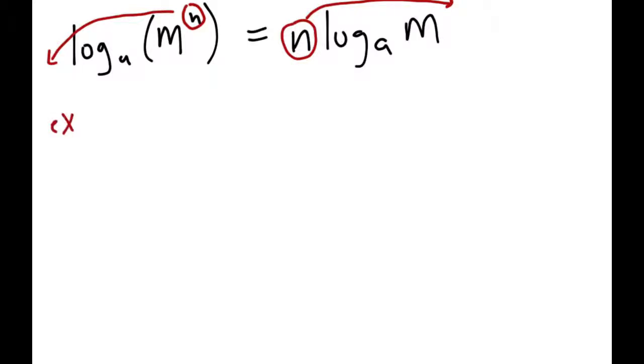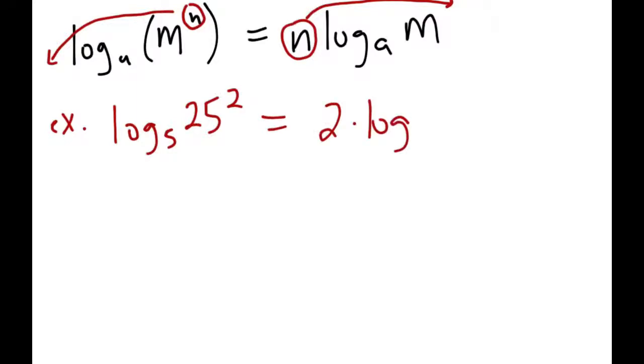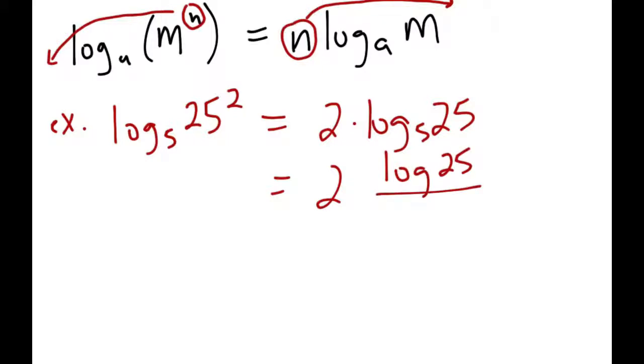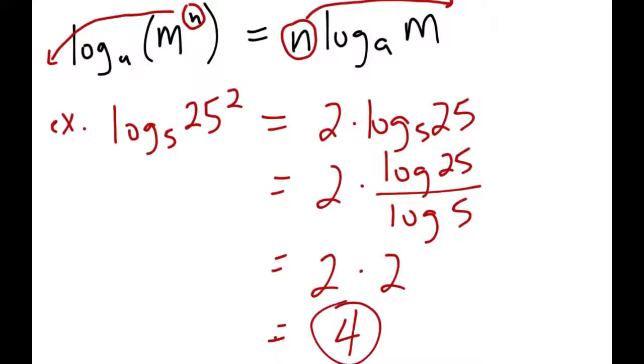So let's look at an example for this one, and you'll see how it works. It's very, very handy, and you're going to use this formula quite a bit. So log 5 of 25 squared, if that was the question, we can rewrite it as 2 times log 5 of 25. Then we can just solve the log part, so log 25 divided by log 5. If you do that on your calculator, log 25 divided by log 5 is 2, so that'd be the same thing as 2 times 2, which is 4. So that's kind of how that one works.